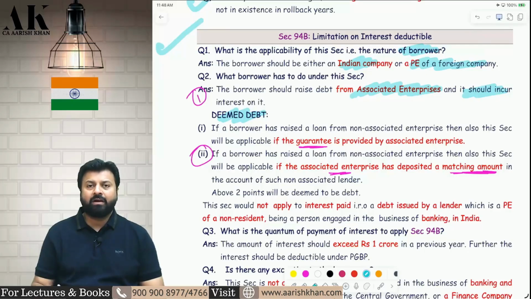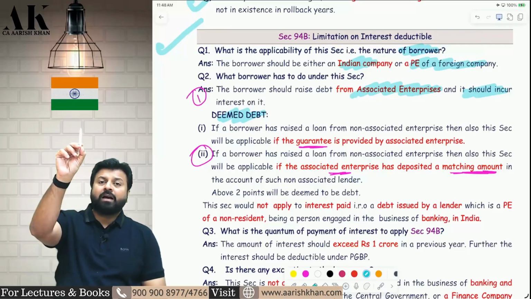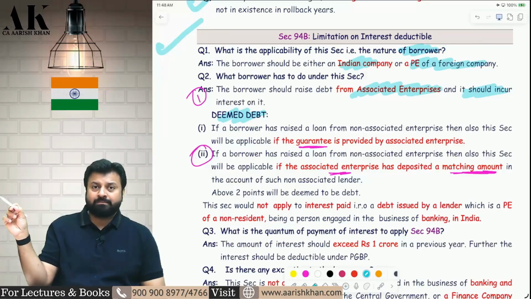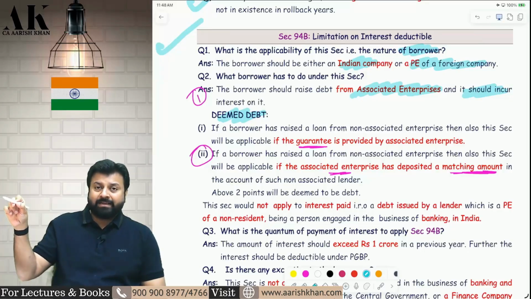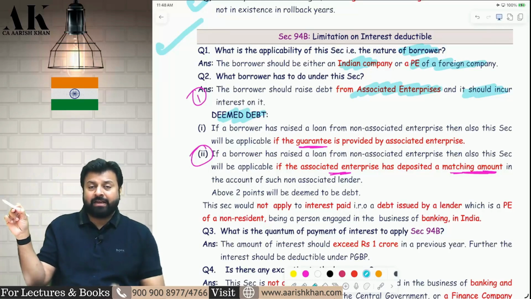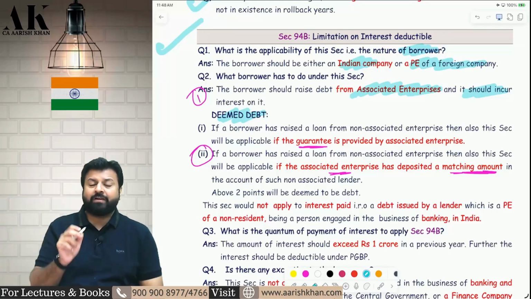Now in this point number 2, there are some issues which I would like to address one by one, on which ICAI has taken a view. Suppose the associate entity has given 10 crore to the third party, and the third party has given only 5 crore to you. Now here ICAI has taken two views.